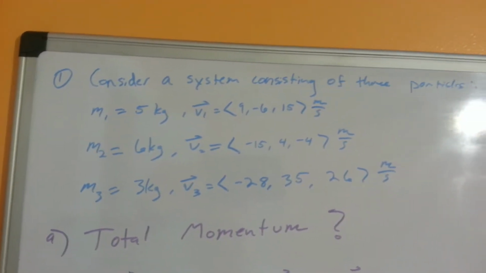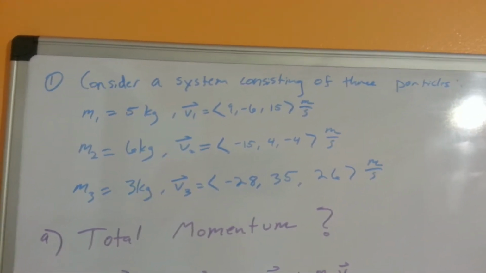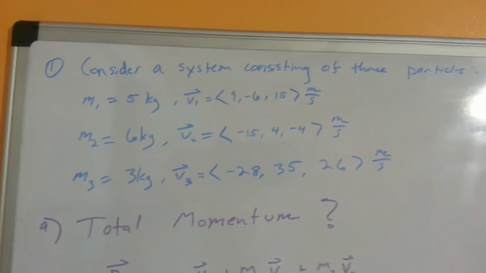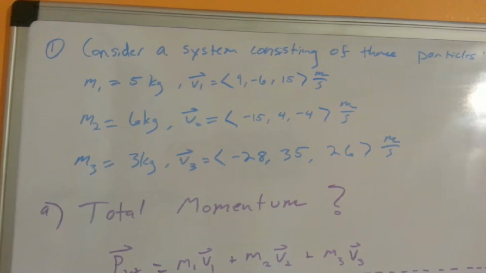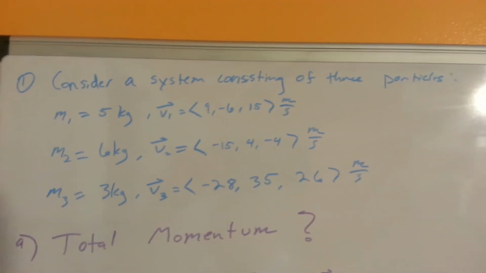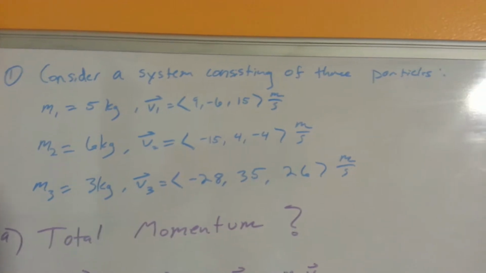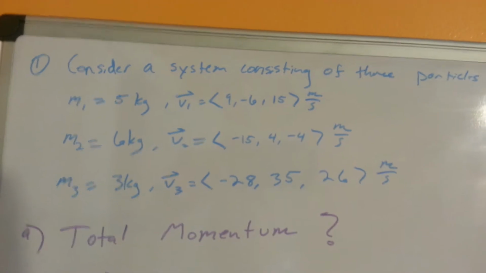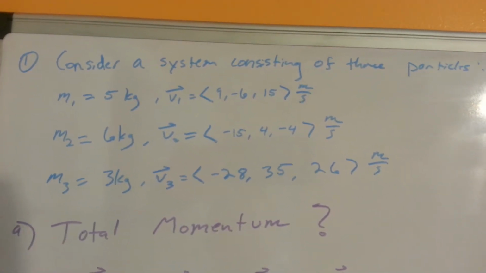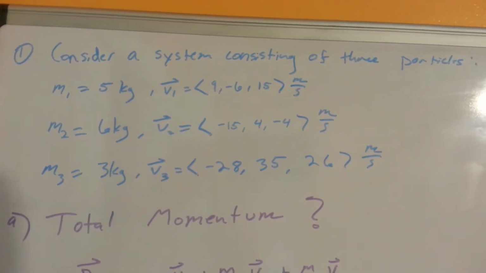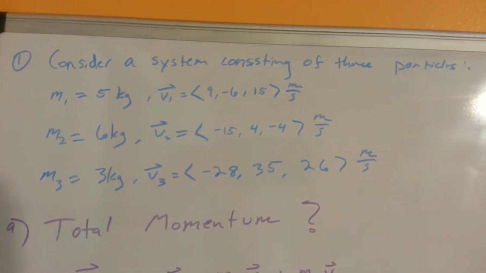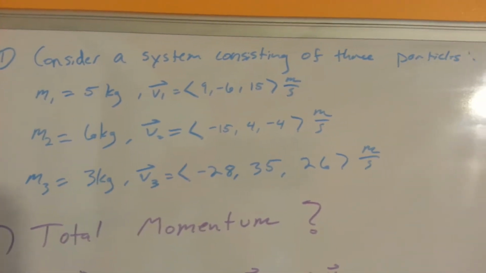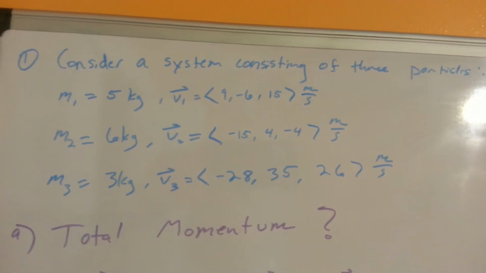Okay, so today we're going to be going over a basic problem that involves a few definitions that you should know. Let's get started. So, you're given a system consisting of three particles. You have one particle, which we call M1, which has a mass of 5 kilograms and a given velocity. We have M2, mass of 6 kilograms with a given velocity. And we have M3, which has a mass of 3 kilograms with also a given velocity.